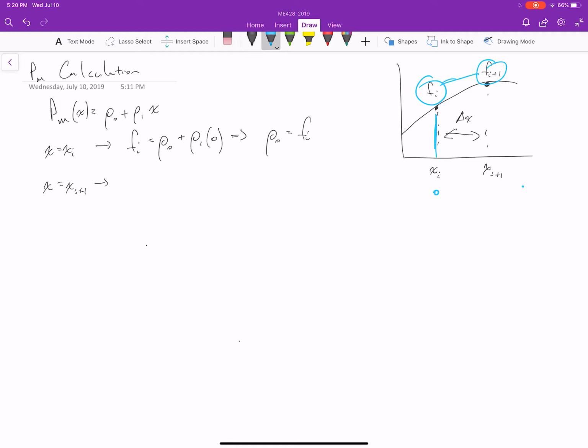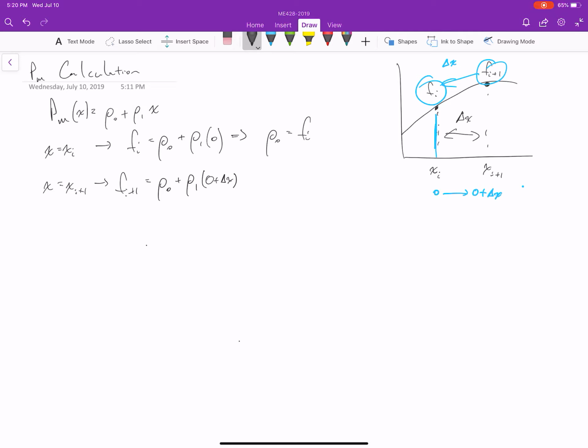If we set x equal to xi plus 1, things get a little bit more complicated. First, we're here from a reference point of here, meaning that there is a space of delta x between the two locations. So our spacing here will be 0 plus delta x. And then secondly, the left-hand side of our function becomes fi plus 1. So we have fi plus 1, and that is going to be equal to P0 plus P1 times x, which in this case is going to be 0 plus delta x.